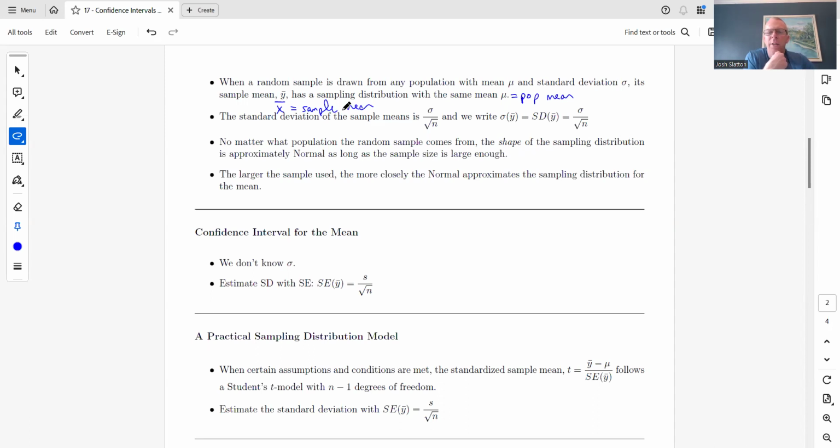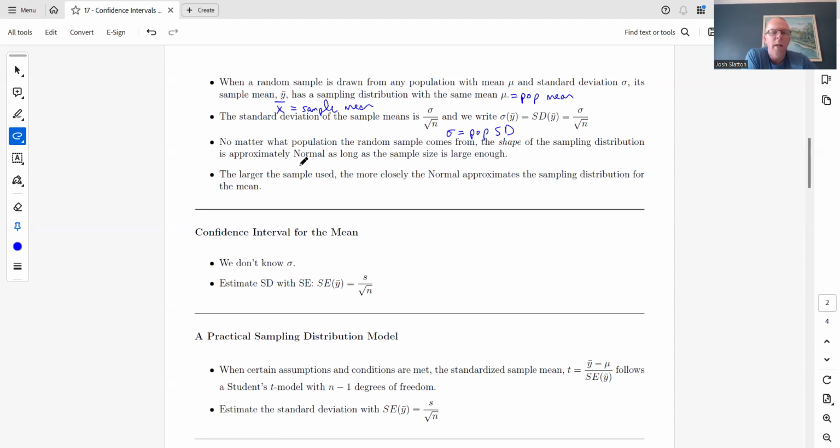The standard deviation of the sample means is sigma over square root of n. And we write standard deviation of the sample means, or standard deviation of y bar, as sigma over the square root of n. And sigma is just the population standard deviation. So again, you need to make sure that you can recognize the difference between mu and x bar. One is on the population, one is looking at the sample. Sigma, Greek letter, is the population standard deviation.